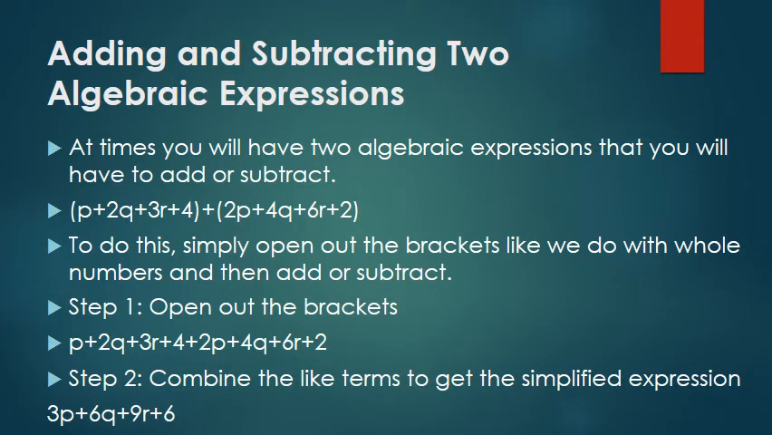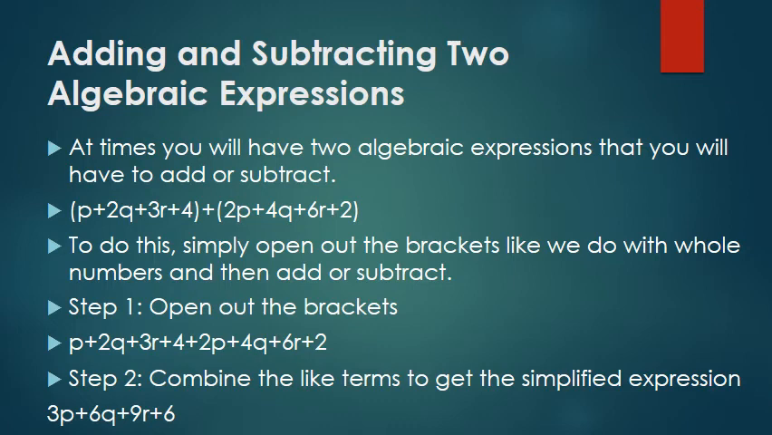Adding or subtracting two algebraic expressions. At times you will have two algebraic expressions that you have to add or subtract. Now consider the algebraic expressions p plus 2q plus 3r plus 4, and 2p plus 4q plus 6r plus 2. To do this, simply open up the brackets like we do with whole numbers and then add or subtract.